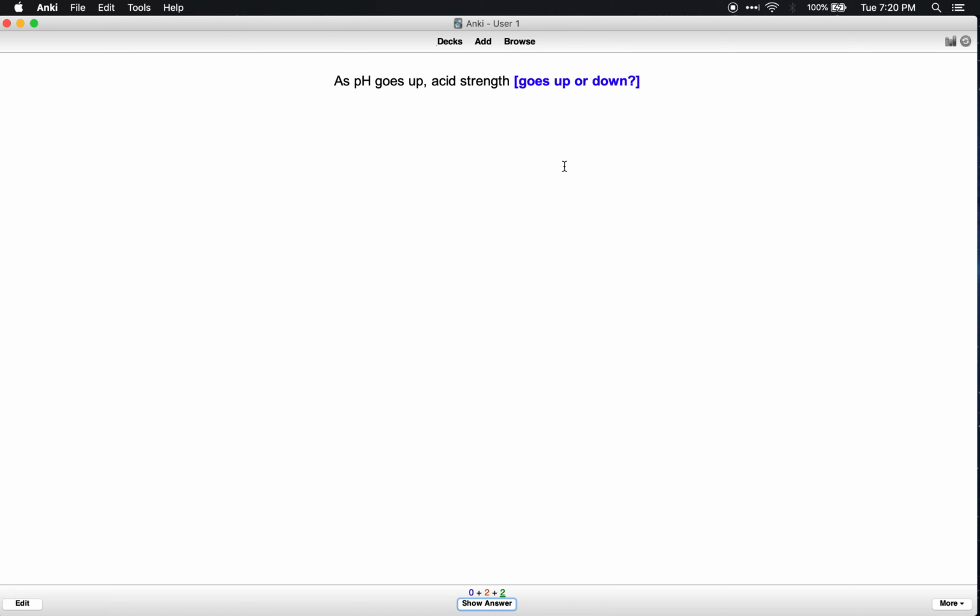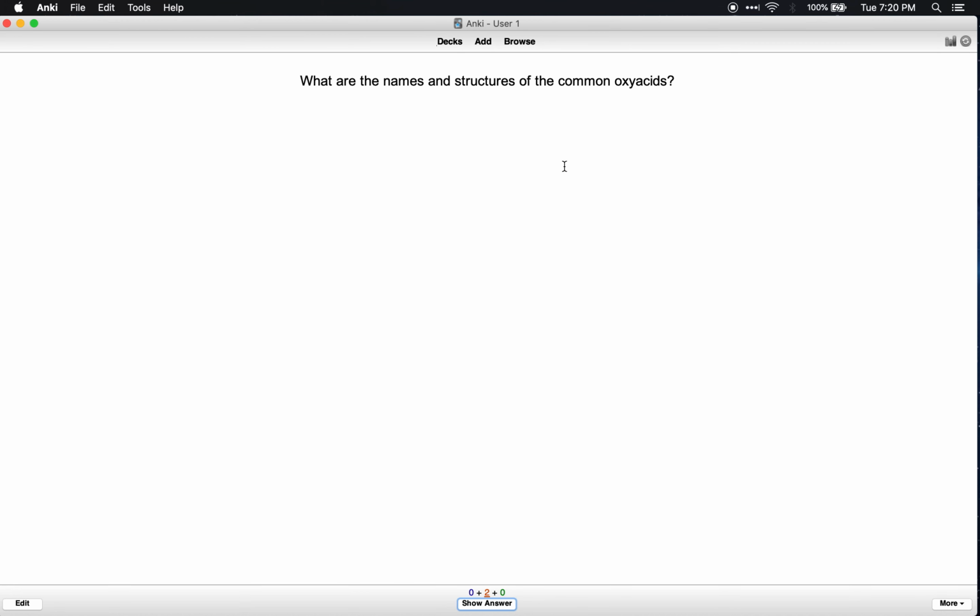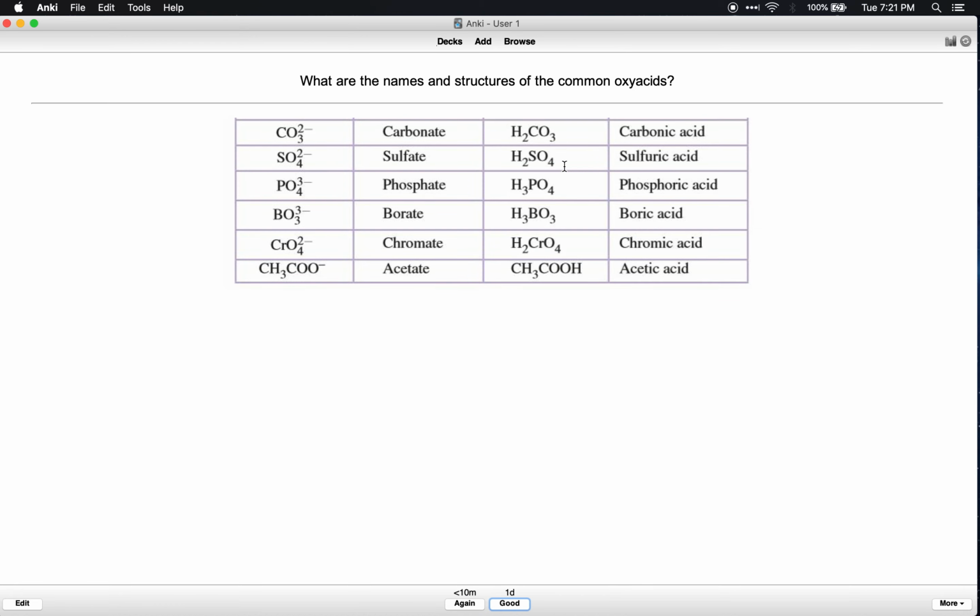As pH goes up, acidity goes down. Strong acid, high Ka, dissociates completely. Common oxyacids: carbonate, sulfate, phosphate, chromate, borate. Kw equals hydronium concentration times OH minus concentration equals 1 times 10 to the negative 14 at 25 degrees Celsius.